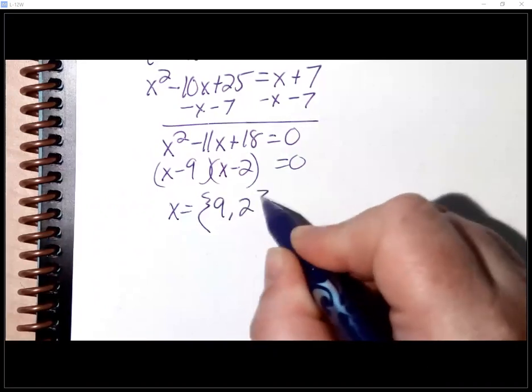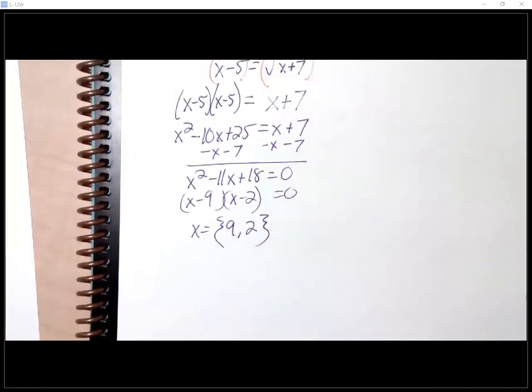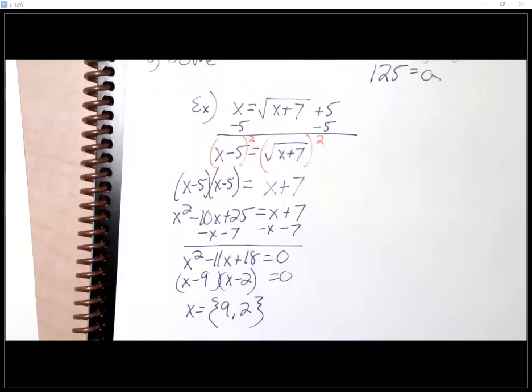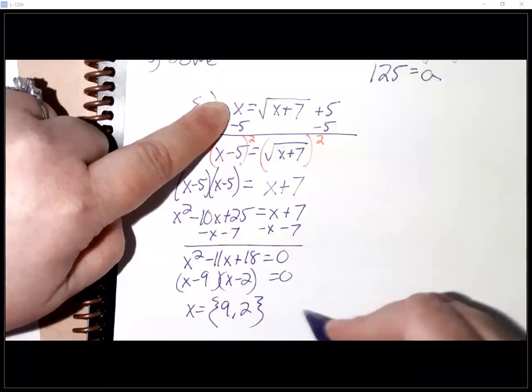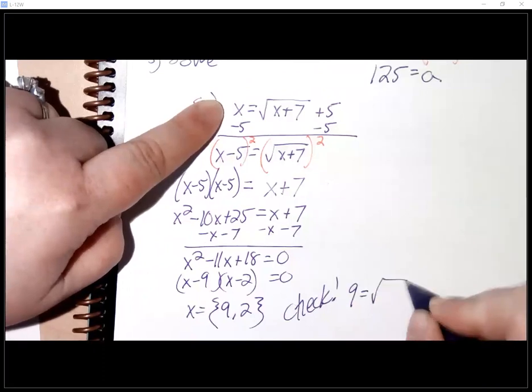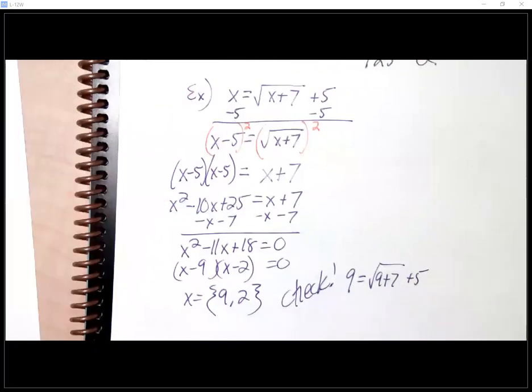Now, it is imperative that you check these things because you need to make sure that they both actually work. Because it is very possible that you do all the math right, but when you go back and check it, it actually doesn't work. And let's check, right? So if I plug 9 back in, is 9 equal to the square root of 9 plus 7 plus 5? Is that true? 9 plus 7 is 16, square root of 16 is 4, 4 plus 5 really is 9. So 9 is a perfectly legitimate answer.